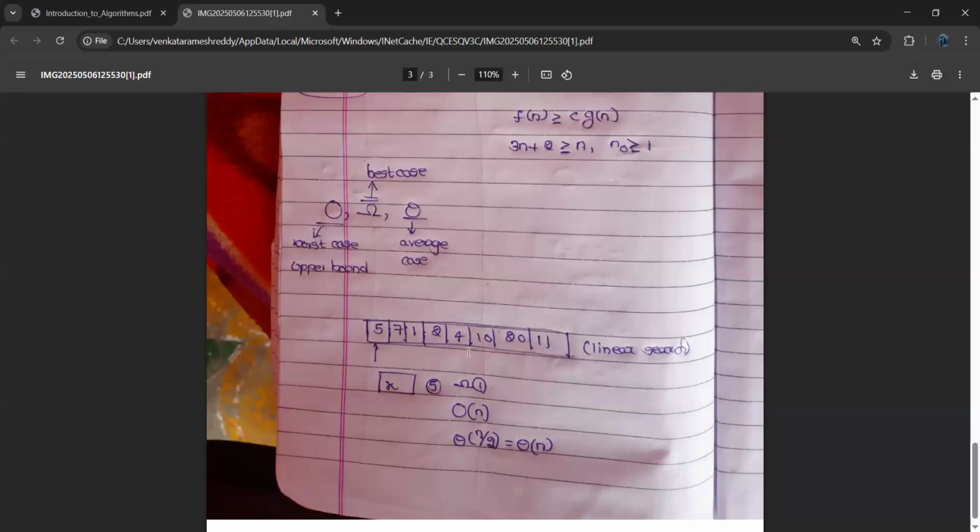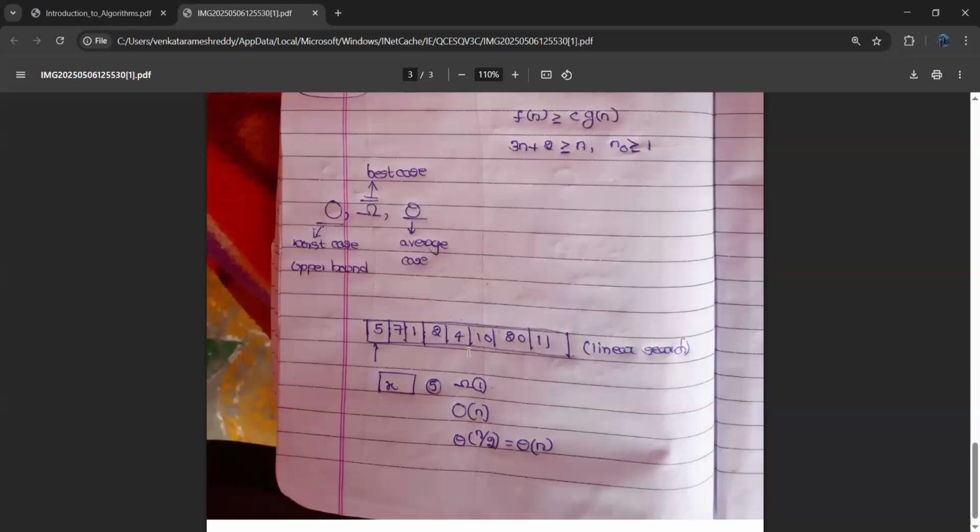And now we will see the average case. So what does this average case mean? Order of n by 2. Order of n by 2 means it will become order of n only. So for the average case also, it will take the order of n complexity.